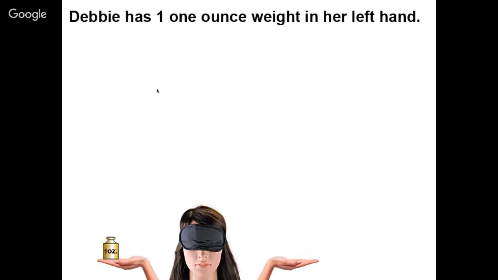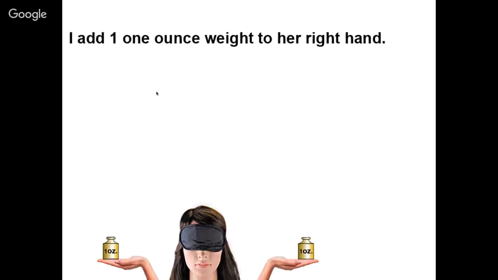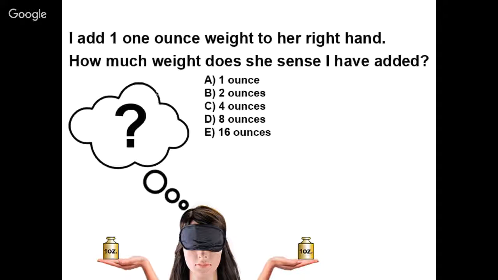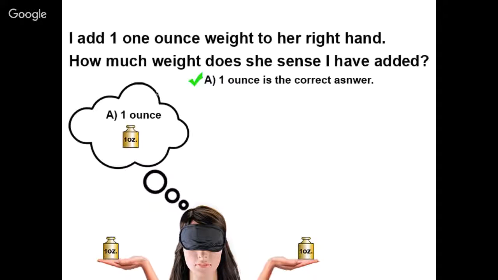She can't see what's going on in here, and I put a 1 ounce weight in this hand, just like I had done with the scale. Then I actually add 1 ounce into her right hand, and I say to Debbie, did I just add the same amount of weight that was in your right hand? And what do you think she's going to think? How much weight do you sense that I have added? And she's going to say 1 ounce, and she would be correct.